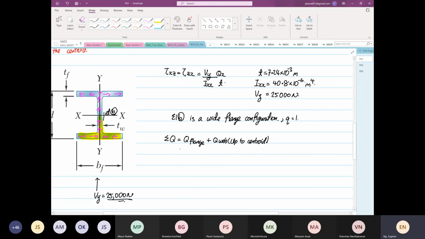So the width, I should be more organized today. I'm trying to get my notes so that I can see the values. So for the flange, the width will be BF. I give up, I can't see.